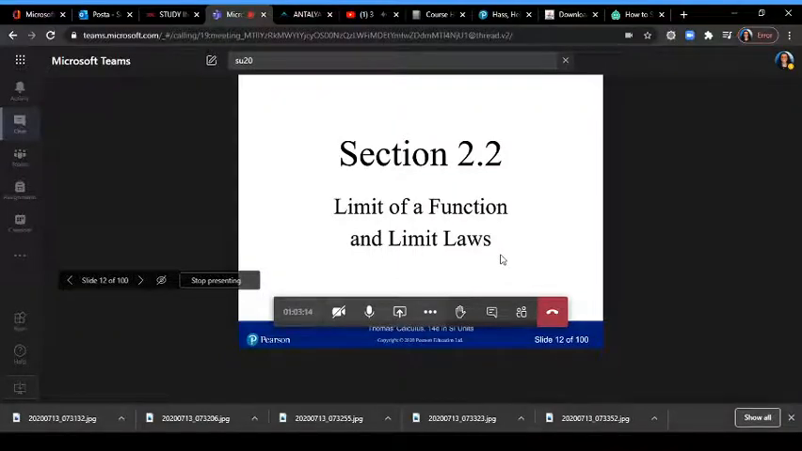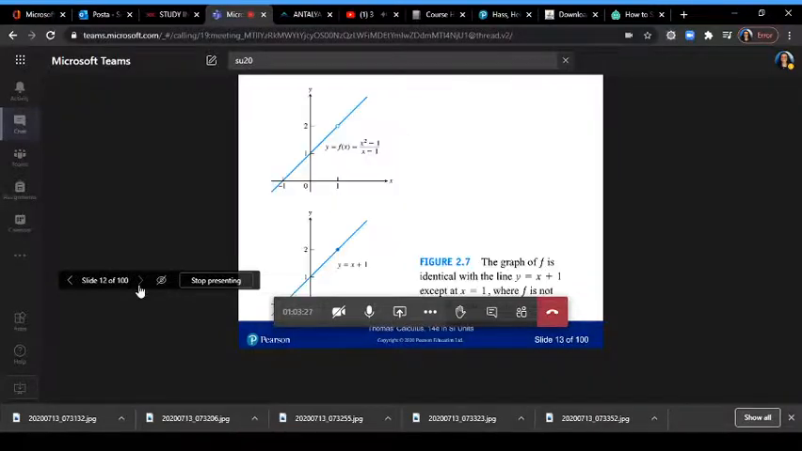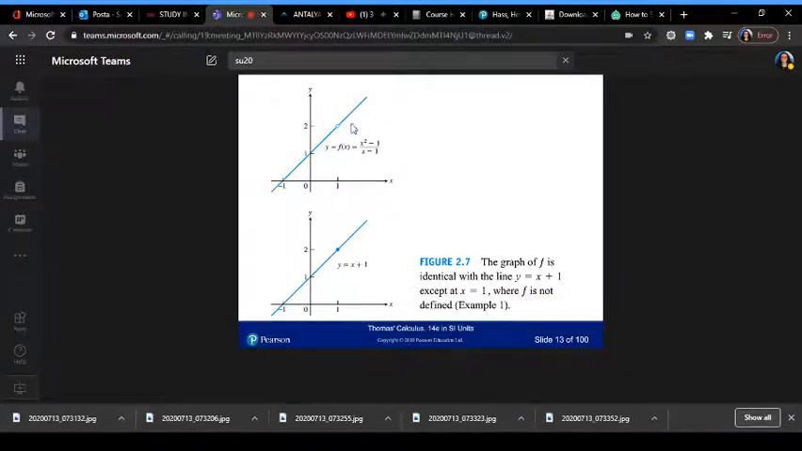Okay, so next, what we have seen is that they prepared us for the notion of limits. In Section 2.2, we are going to talk about the limit of a function and limit laws. So let's get this example. This f is x squared minus 1 over x minus 1, right? I want you to just concentrate on the first graph. Look at this graph. This is just a line where one point is missing here.